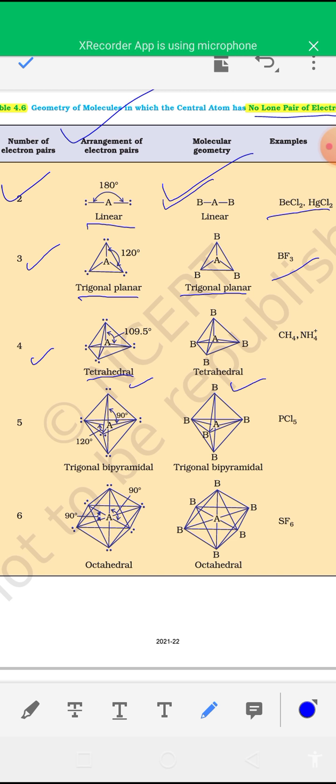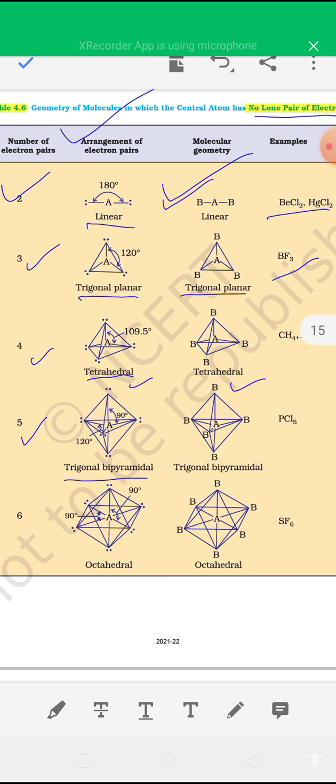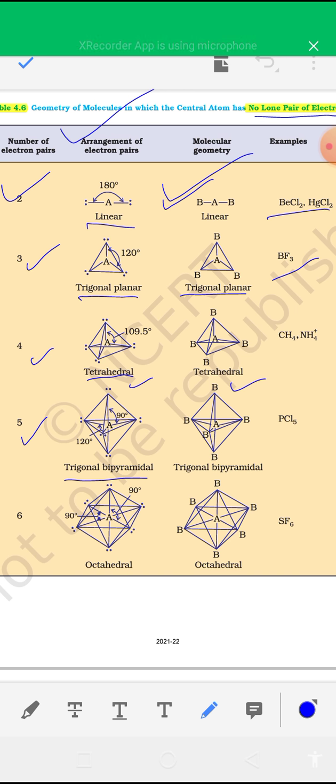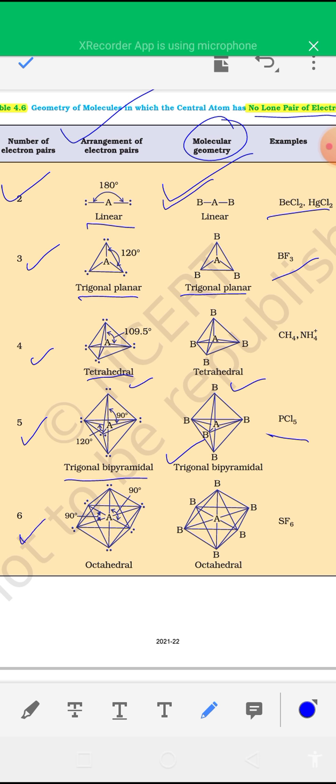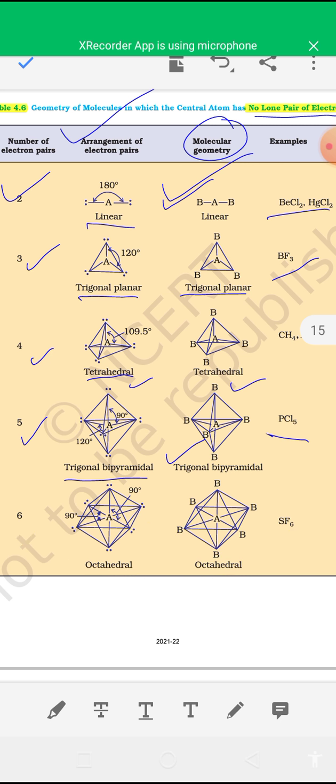When the total number of electron pairs is 5, the shape is trigonal bipyramidal. It looks like this, trigonal bipyramidal. Molecular geometry is trigonal bipyramidal. Example is PCl5. When the number of electron pairs is 6, all are bond pairs, no lone pair, then the structure is known as octahedral structure. It looks like this, AB6 type, SF6 type compound.